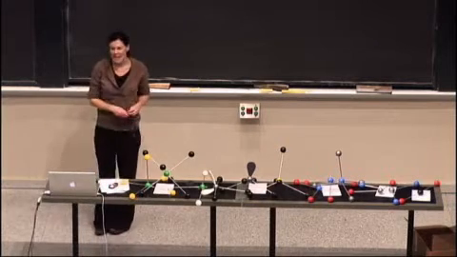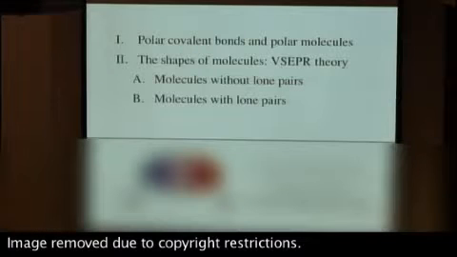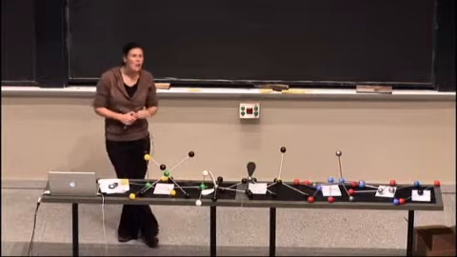Let's move on to today's lecture. In terms of what we're going to be talking about today, we're going to finish up with talking about polar covalent bonds and finish up with discussing the idea of polar molecules. And then we'll move on to start talking about, well, we know how to draw our Lewis structures. How can we use those Lewis structures to think about the actual shapes of molecules? So first, thinking about our polar covalent bonds.